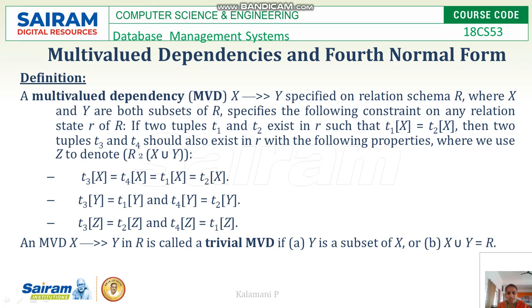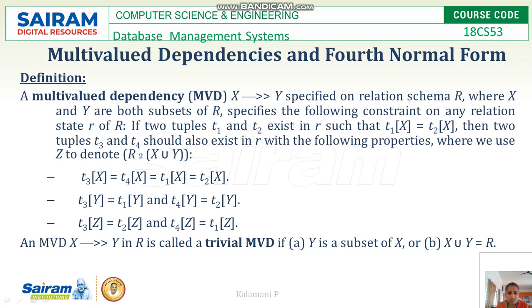A multi-valued dependency X multiply defines Y in R is called a trivial multi-valued dependency. What is the condition? If Y is a subset of X, or X union Y is equal to R. If we join the subset of attributes in X and Y, we should get the original relation R. That is a multi-valued dependency, and we define it with the multiple arrows.